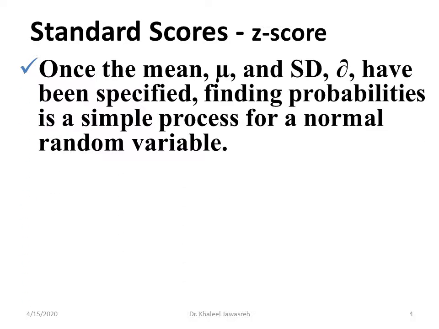Once the mean, mu, and standard deviation have been specified, finding probabilities is a simple process for a normal variable. If we specify the mean, mu, and the standard deviation, sigma, if we are dealing with the whole population, or we draw a sample from this population and have x bar and the sample standard deviation, when can we use sigma and when can we use mu? If we specify those two values, the process will be very easy and very simple.